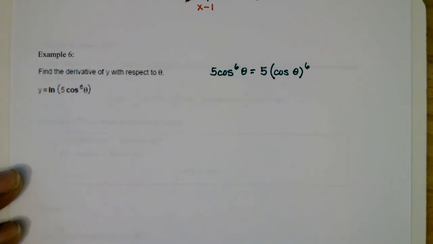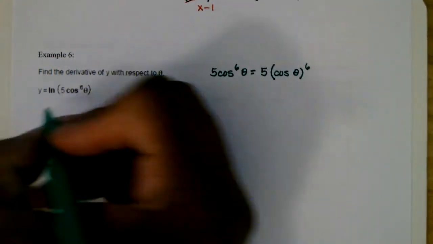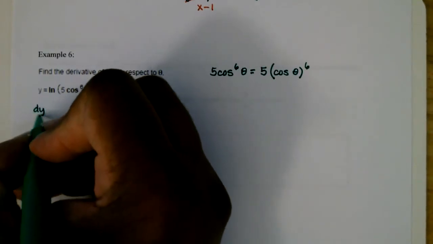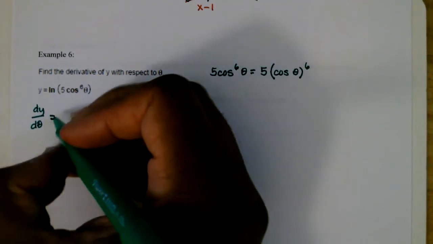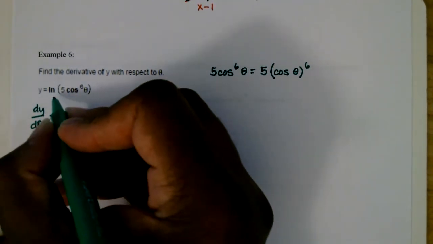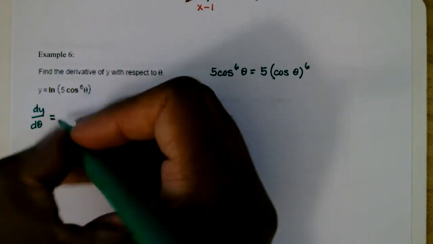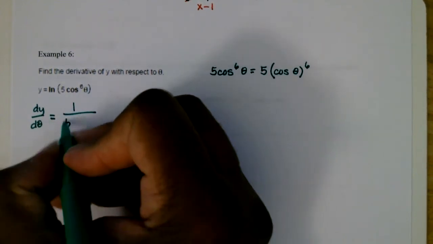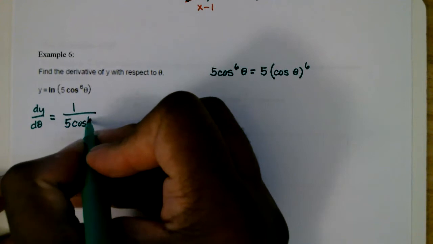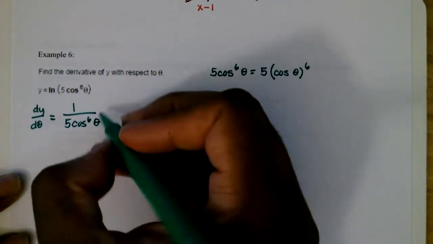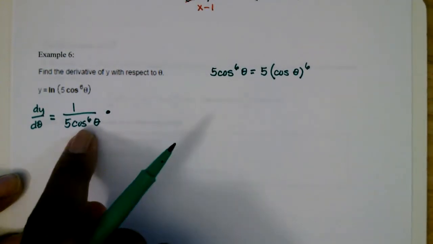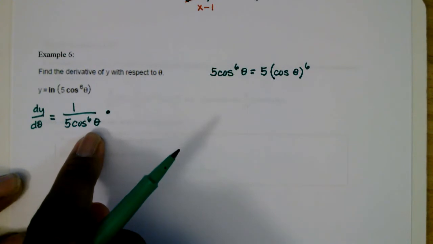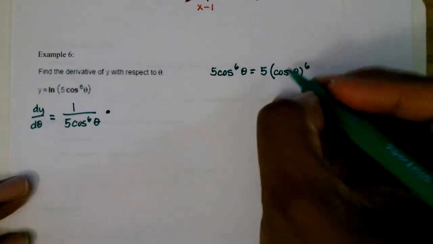Okay. Now, let's take its derivative here. So here we're going to do dy d theta of this. The derivative of ln of 5 cosine to the 6 of theta will be 1 over 5 cosine to the 6 of theta. And that's going to be multiplied by, I need to take the derivative of 5 times the cosine to the 6 of theta.